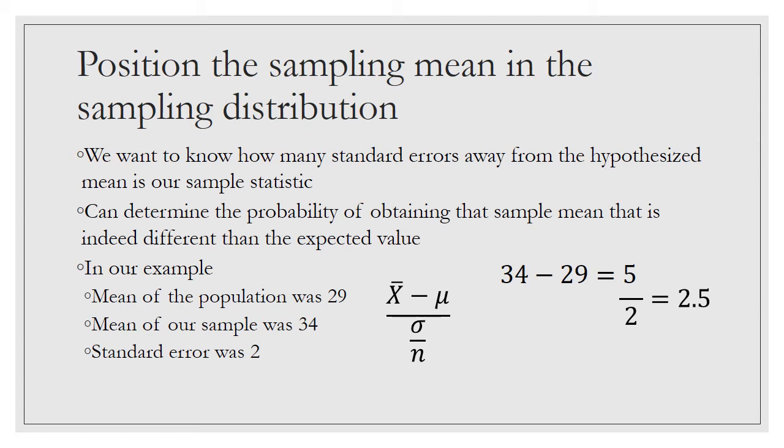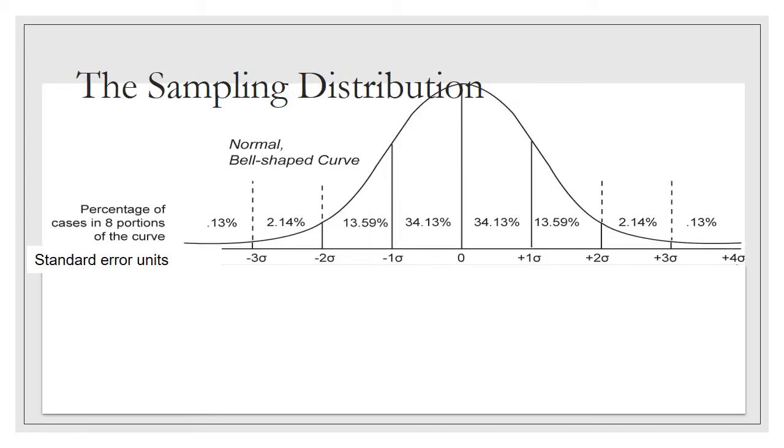That's another way of saying we are 2.5 standard error units away from the hypothesized mean. Our sample mean is 2.5 units away, in standard error units, from the hypothesized mean. So that's the distance between our sample mean and hypothesized mean. I'll try and explain this a few different times. We can look at our sampling distribution in standard error units.